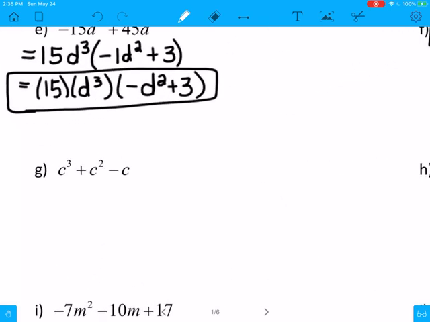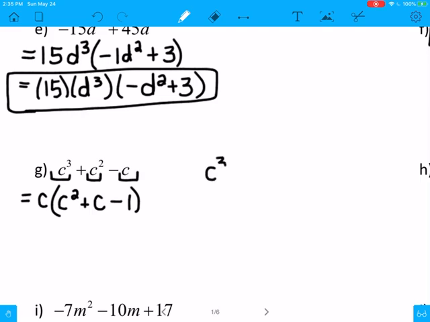G, what could I take out? I can take a c out. I have c cubed plus c squared minus c. I can take a c out of the three terms. So c cubed divided by c is c squared. Plus sign, c squared divided by c is c. Minus sign, c divided by c is 1. So if you ever take the same value out, you're left with a 1. Now I have three terms, and in the brackets I should still have three terms.